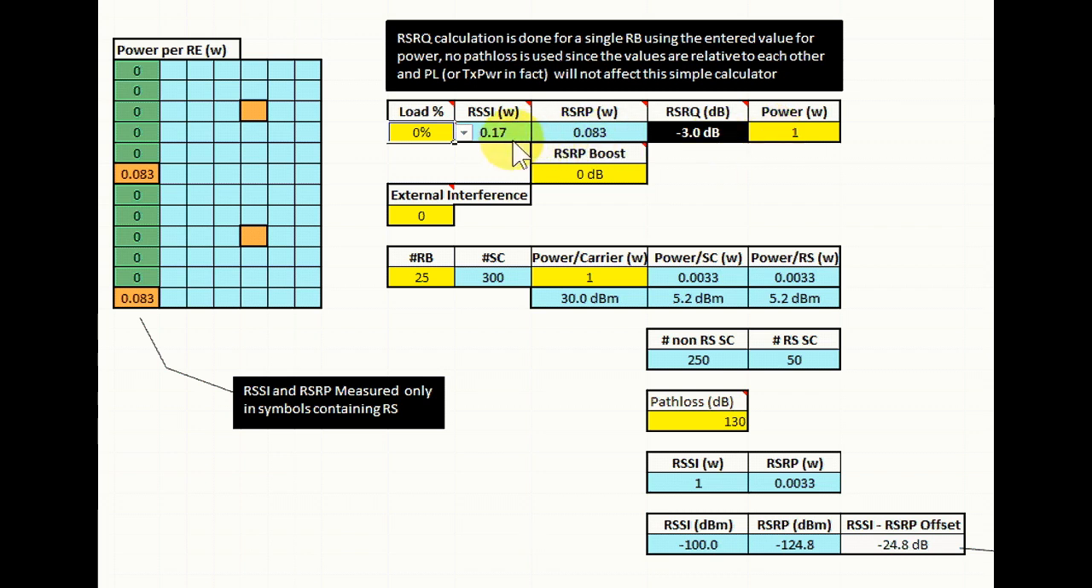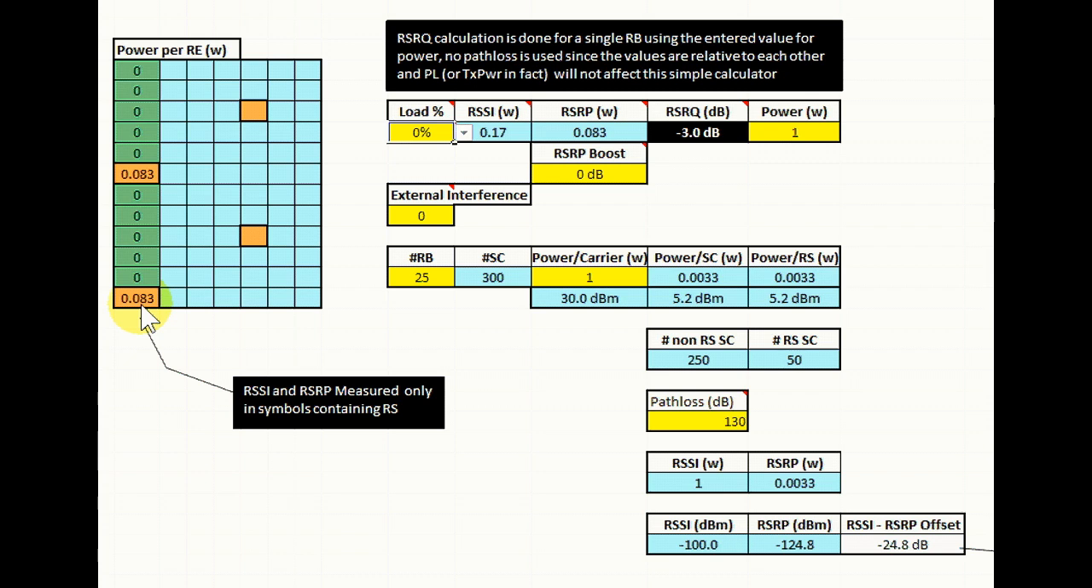In this case, we're looking at 0.017 watts. That's the total amount of power present at the time at which a mobile will make an RSSI measurement. Again, the only power present at this point is in the reference signals, because the load is 0%. We'll play around with the load setting in a moment or two.